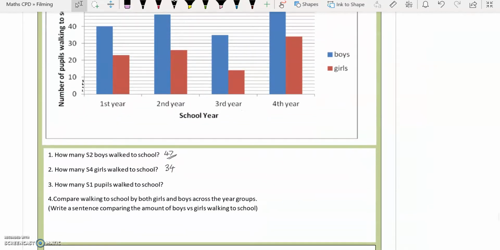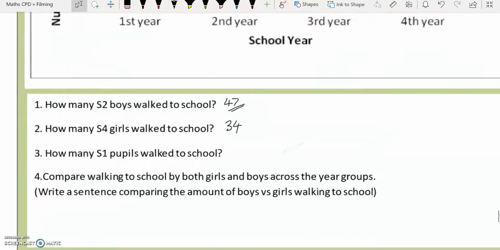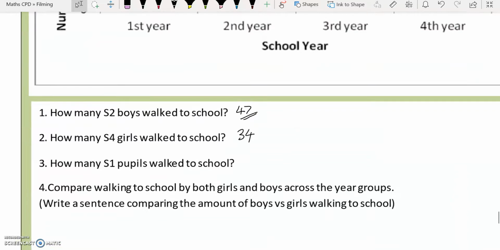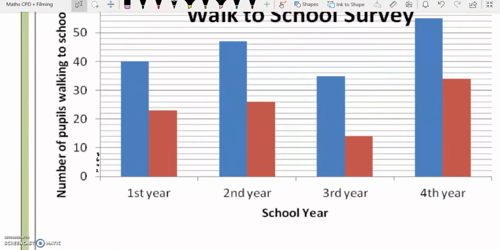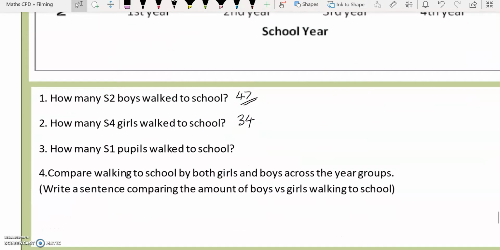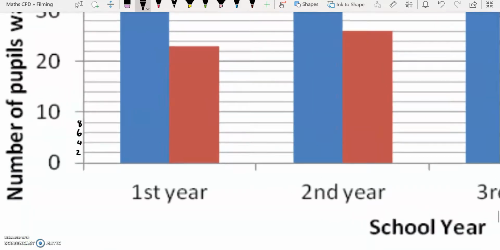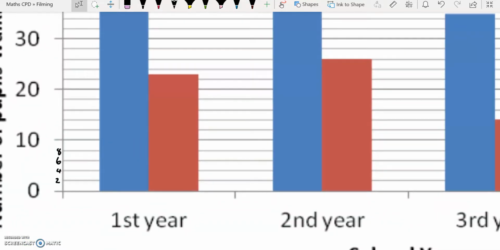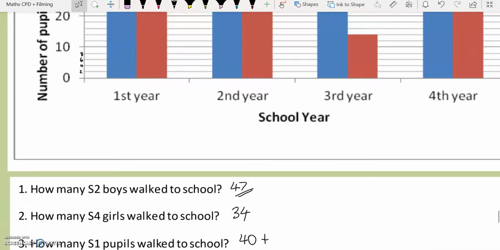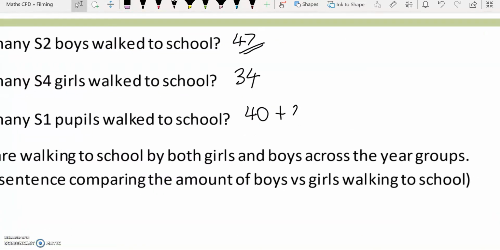Okay, how many S1 pupils walk to school? So that's how many S1 pupils altogether. Okay, let's have a look. So we can see that there was 40 boys, 40 boys, and how many girls? Well, that's 20, 22, 24. It's in between 22 and 24. It must be 23. So 40 plus 23 is 63 S1 pupils walked.